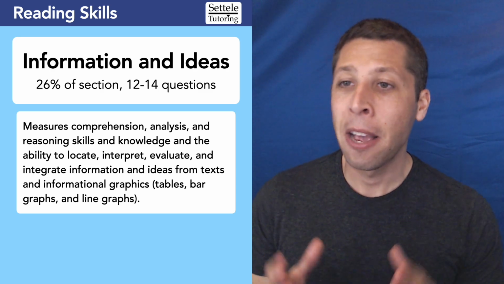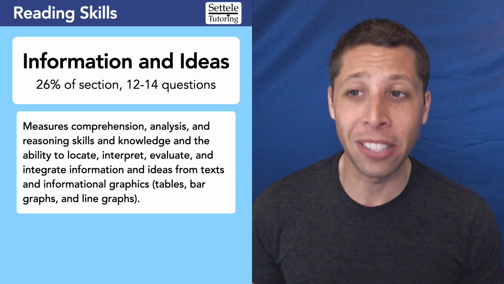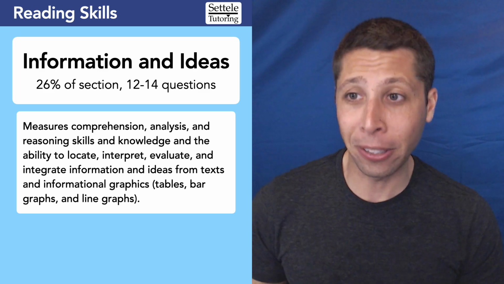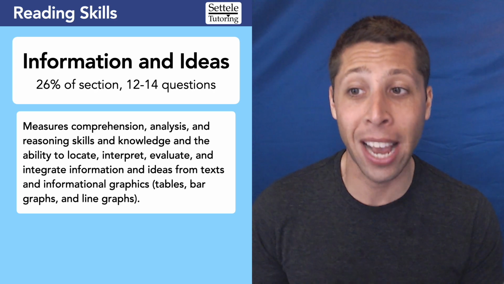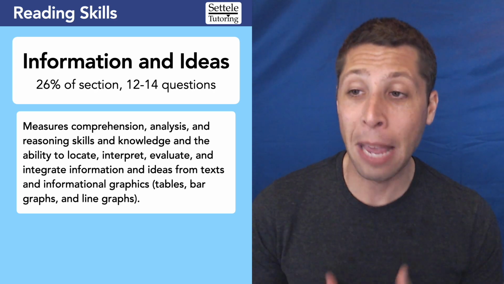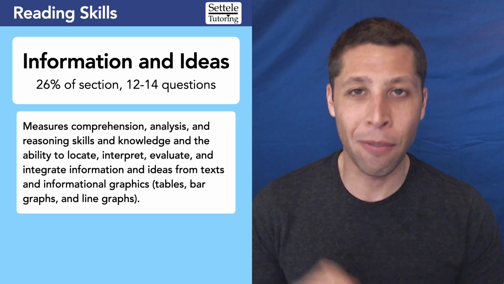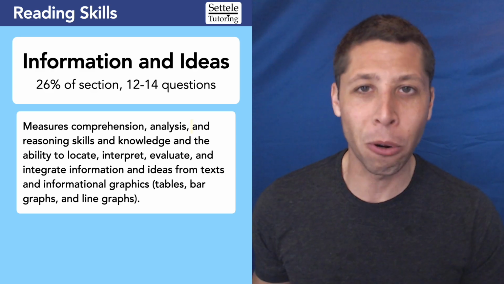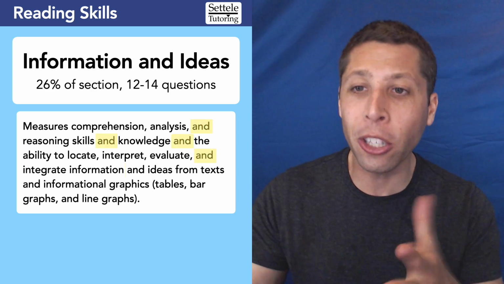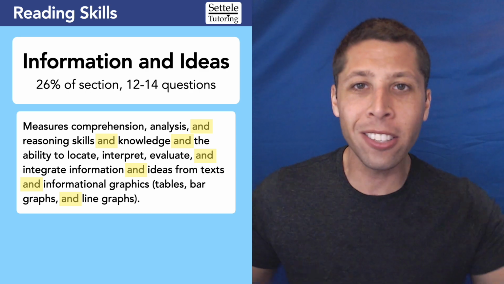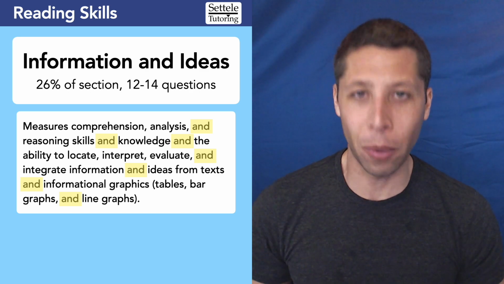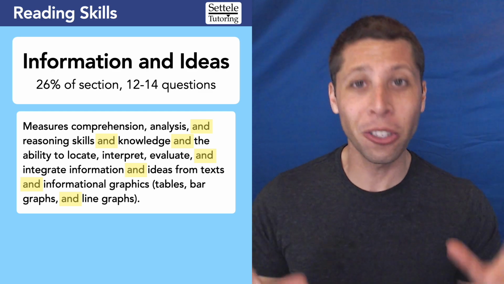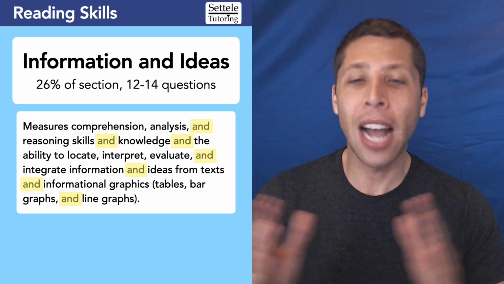Information and ideas measures comprehension, analysis, and reasoning skills and knowledge, and the ability to locate, interpret, evaluate, and integrate information and ideas from text and informational graphics, tables, bar graphs, and line graphs. If you got lost in that, I totally understand. It barely makes sense to me. Look at all these ands. Where does this list begin and end and then connected with other lists? What is going on?